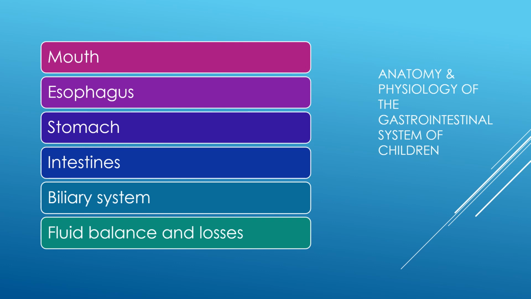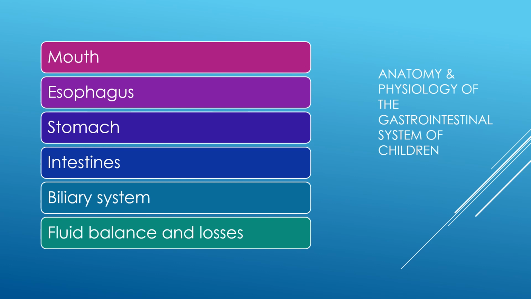Then we hit the stomach. Newborn capacity is only about 10 to 20 mLs, and it increases to about 200 mLs by 2 months of age. The small intestines are not mature at birth, and a full-term infant has approximately 250 cc's of small intestine compared to that adult of 600 cc's. The liver is relatively large at birth. Pancreatic enzymes develop postnatally until about 2 years of age.